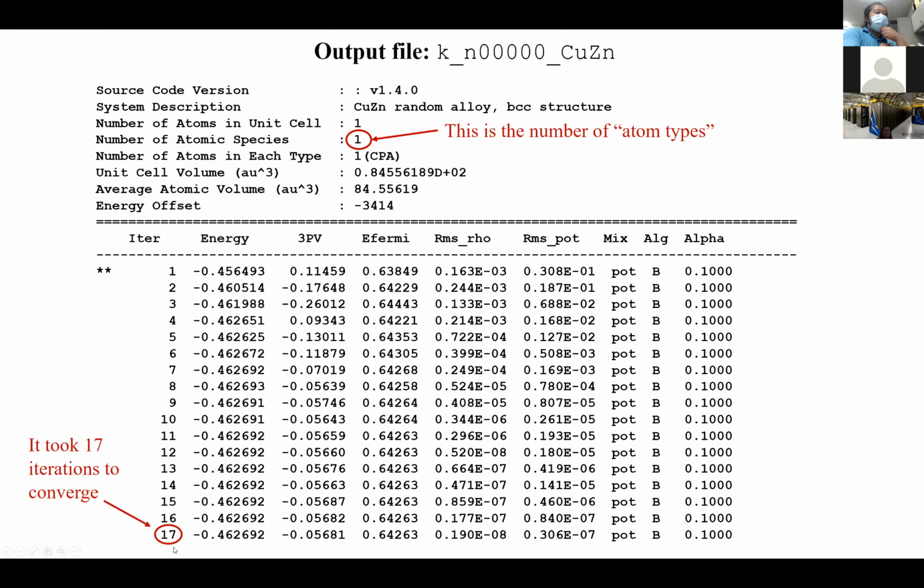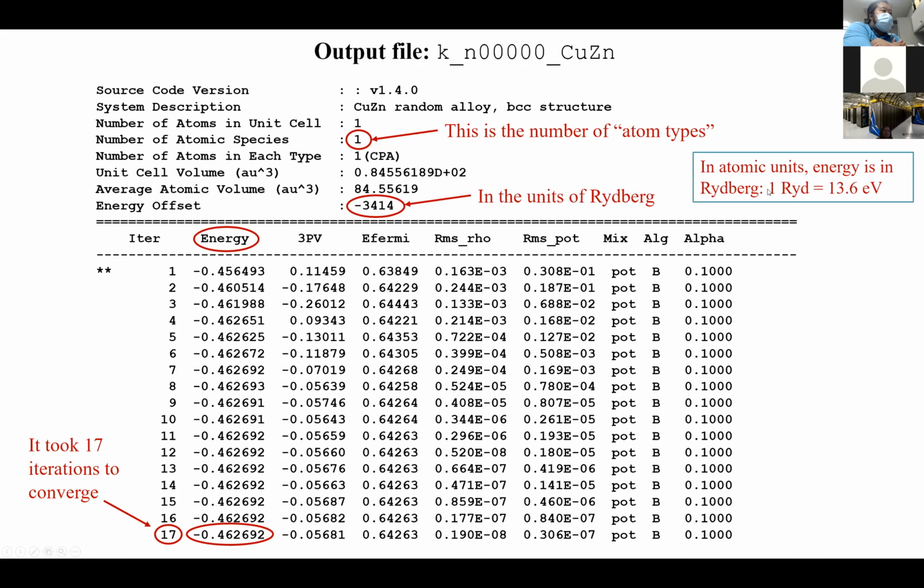So it finishes in 17 iterations. So it finished the calculation. And the total energy, the binary energy, is in atomic units. So total energy is in Rydberg. One Rydberg is 13.6 electron volts.